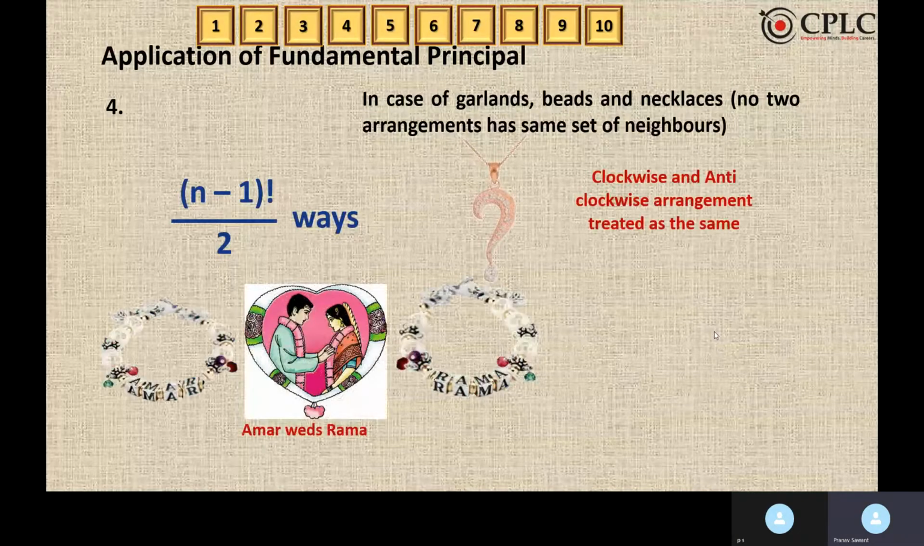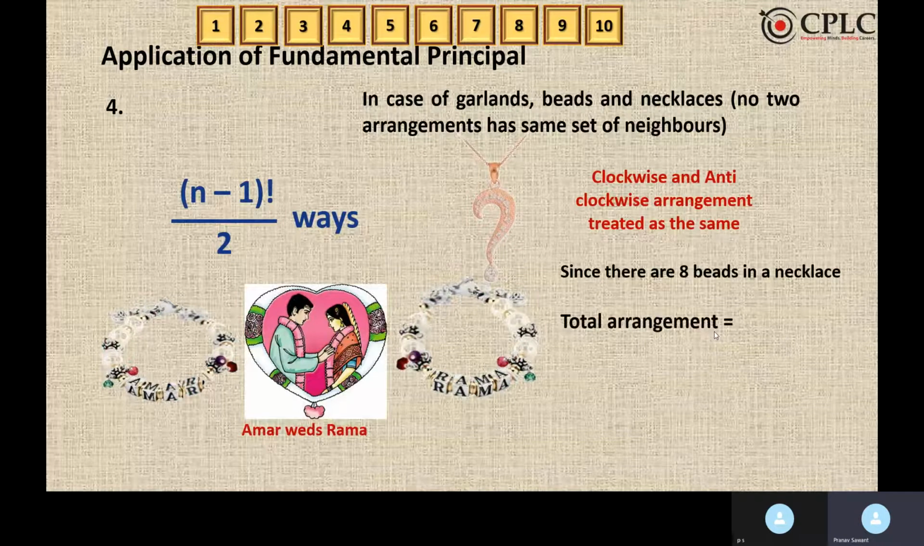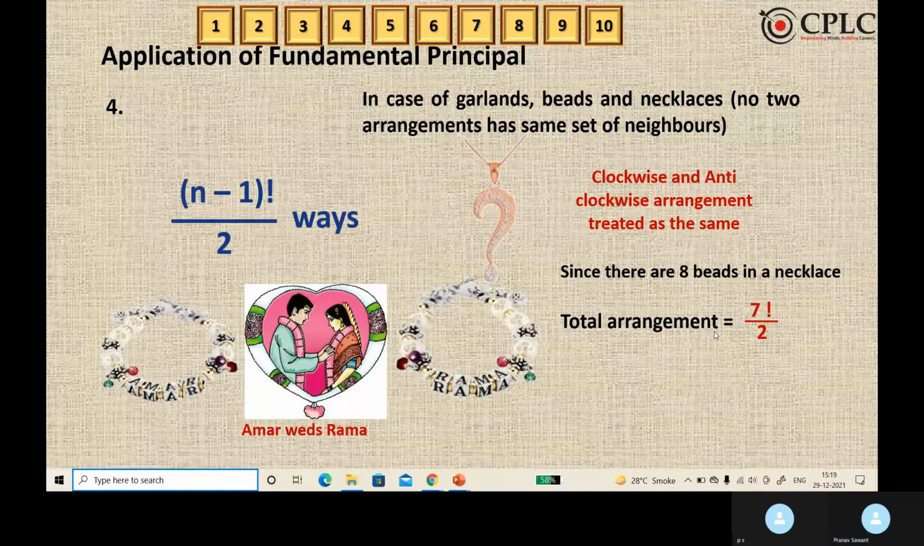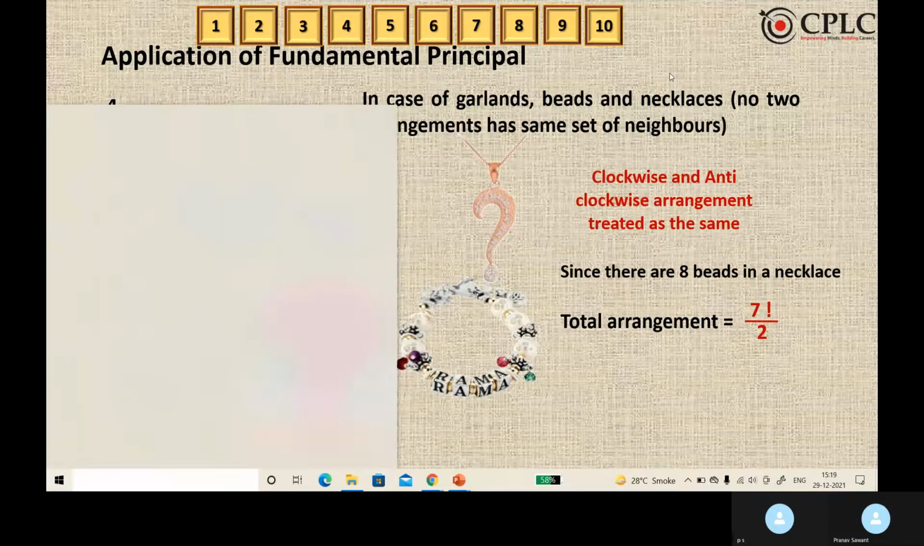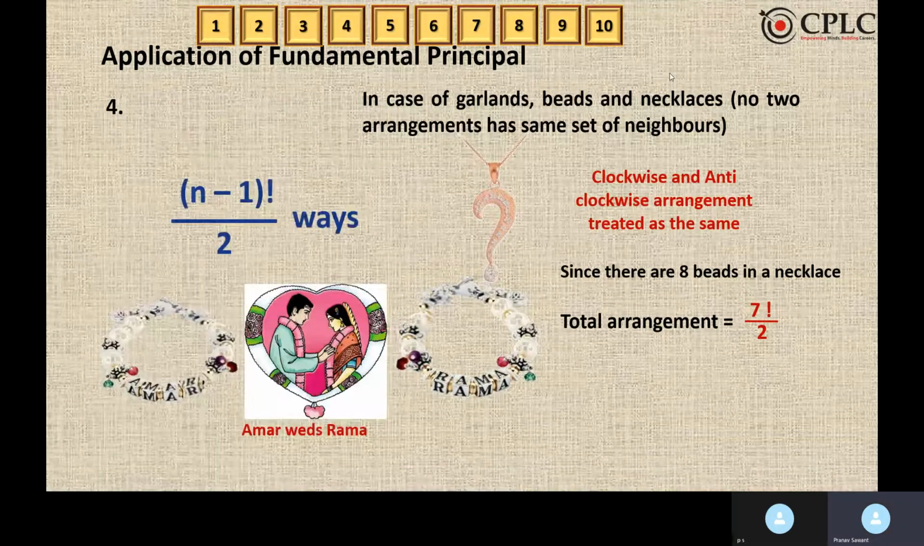So clockwise and anti-clockwise arrangements are treated as the same in this case, so we don't have to calculate separately in each case. As there are 8 beads in a necklace, total arrangements are going to be 8 minus 1, that is 7 factorial upon 2. So 7 factorial upon 2 is the final answer.